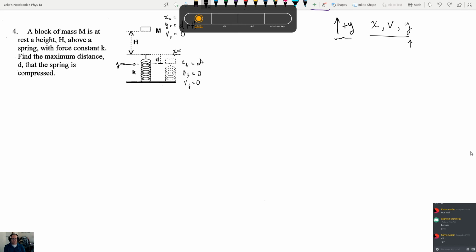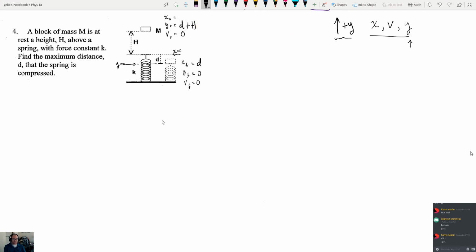Because really the question is, how much is it compressed? At the end of the day, we're going to be using this equation, right? 1/2 kx squared. So we don't really care if d is positive or negative. That isn't really important for us. But you're absolutely right, Kelvin, in terms of being consistent, we would put a negative d right here. All right. This is the part that's kind of tricky. What's the initial compression of the spring?